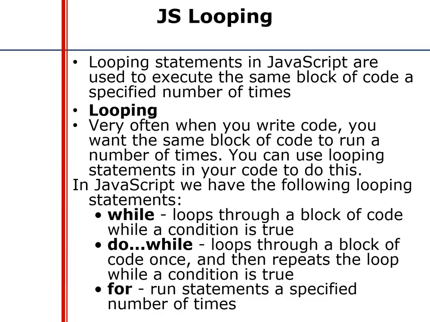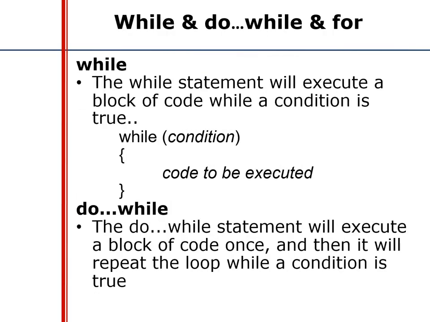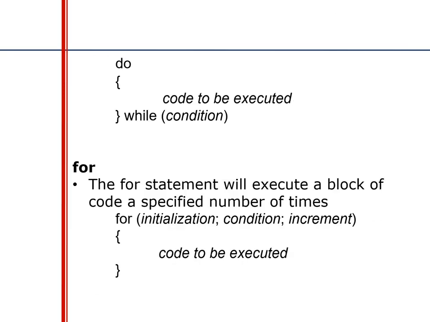In JavaScript, we use three types of loops: while, do while, and for loops. A while loop goes through a block of code while a condition is true. A do while loop goes through a block of code once, then repeats the loop while a condition is true or false. A for loop runs a statement a specified number of times, with initialization in the beginning. Increment and decrement are also considered so that the loop can be executed further.